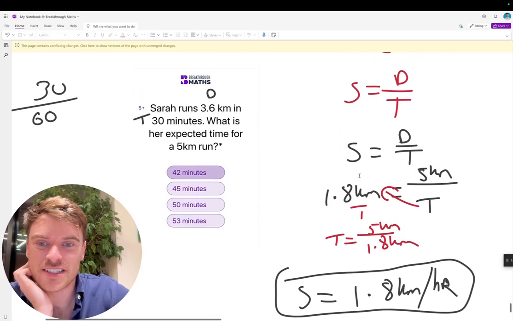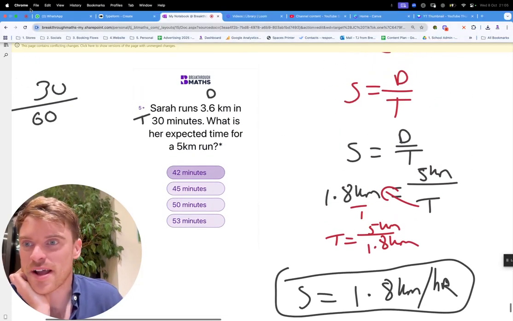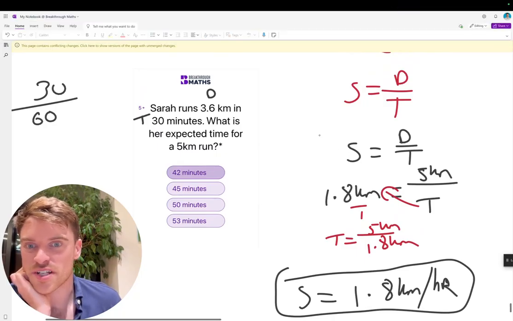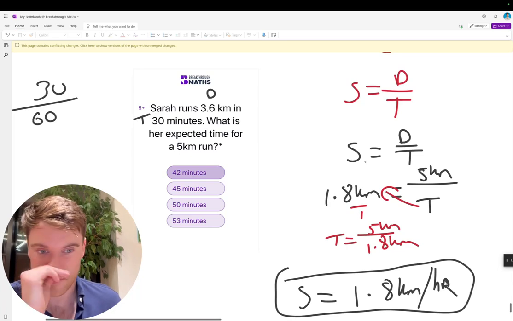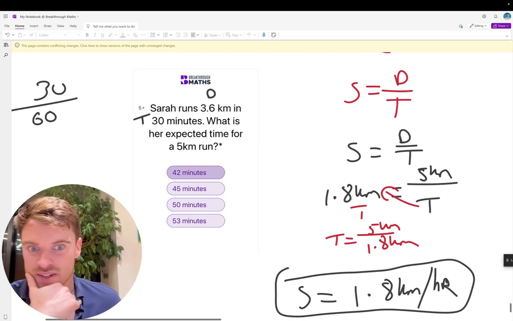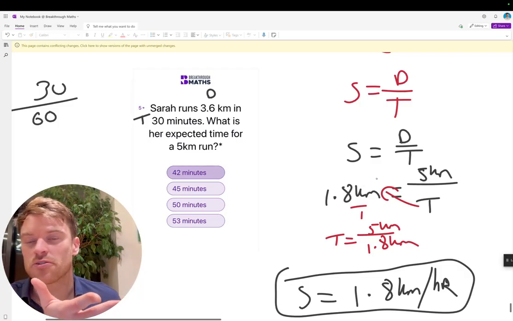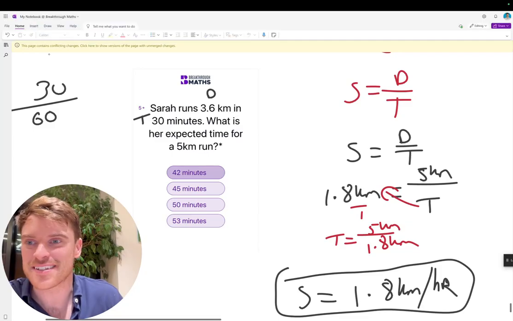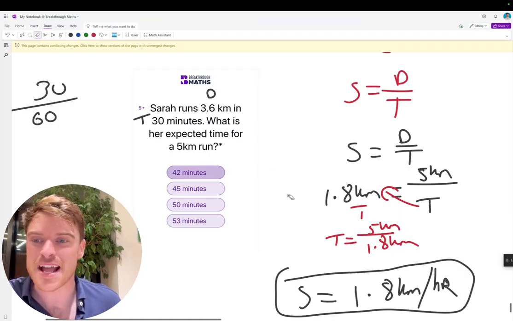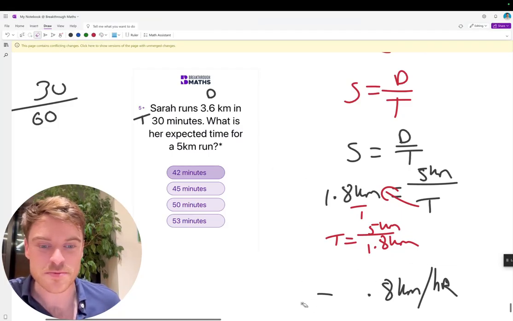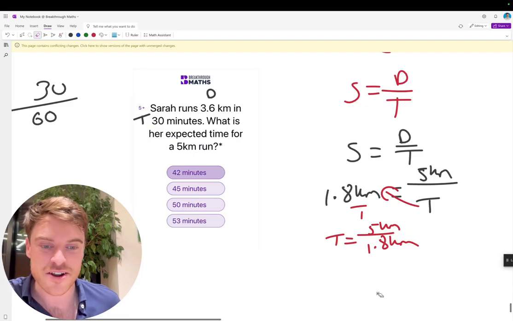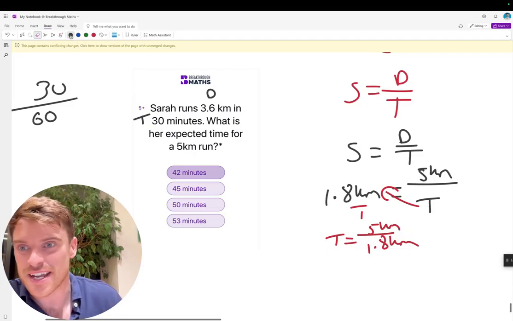Sorry to come back on this, but you've found out her speed, which was 1.8 kilometers per hour. Oh, sorry. Crucial mistake. She's going more than 1.8 kilometers per hour. Sorry, I spotted my mistake. I'm sorry. If you put it in your calculator, we had 3.6 kilometers divided by 0.5.